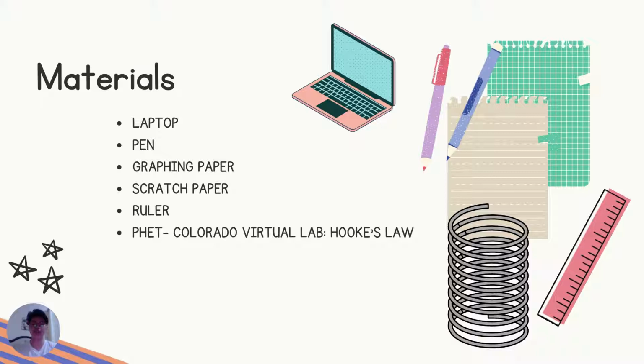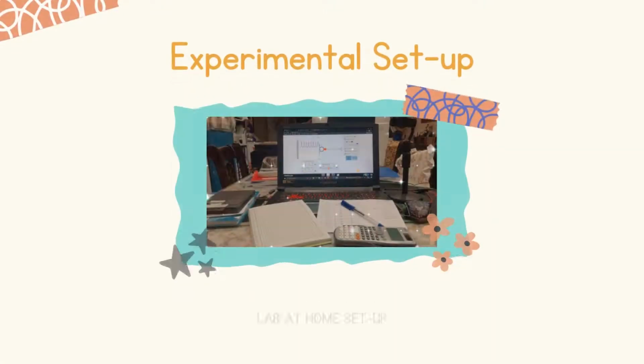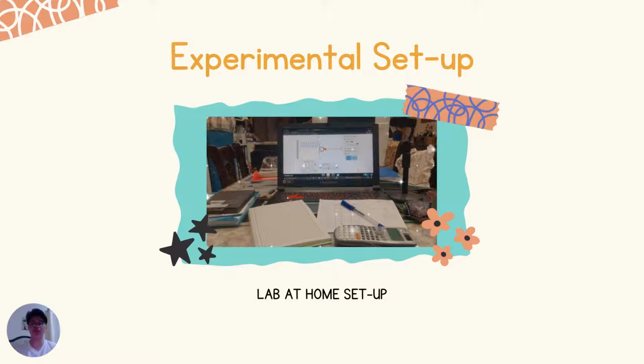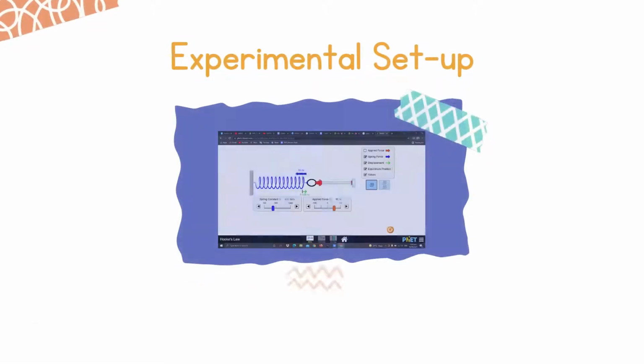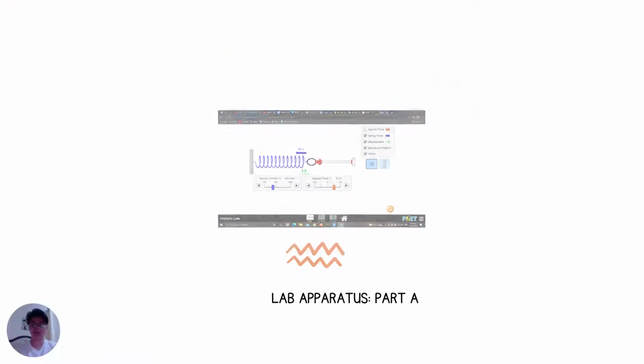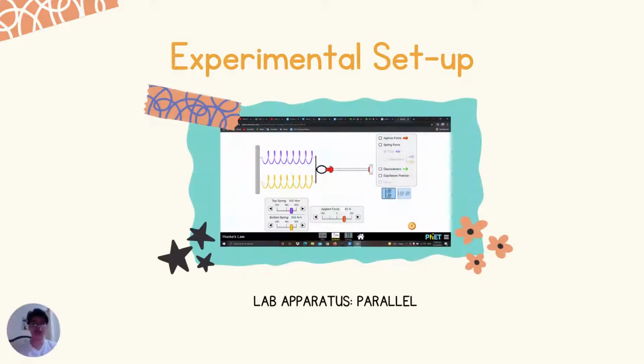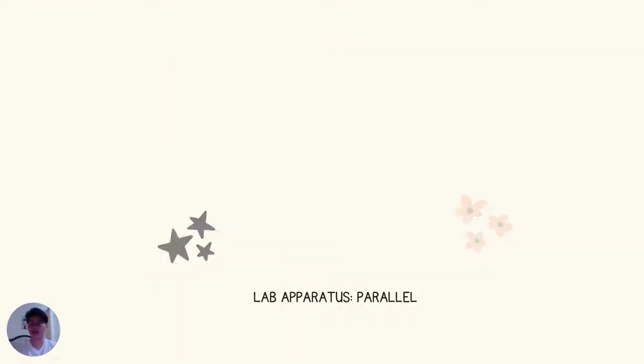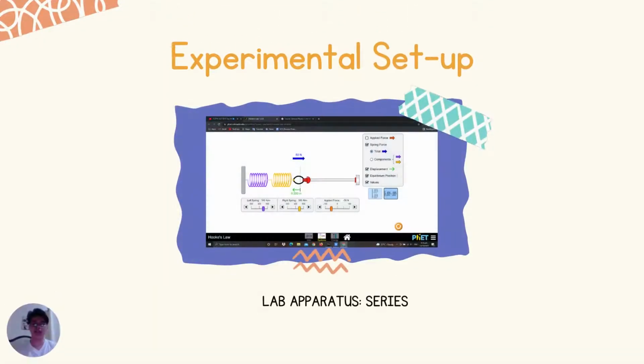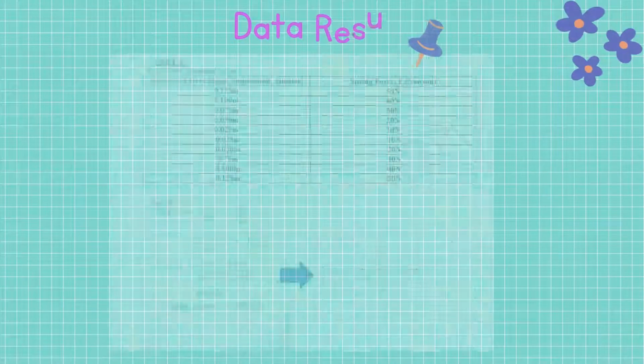The materials I used in this lab at home experiment are laptop, pen, graphing paper, scratch paper, ruler, and the virtual lab. For the experimental setup, I am now showing you the lab at home setup, the lab apparatus part A, the lab apparatus part B under parallel, and the last one is lab apparatus part B under series.